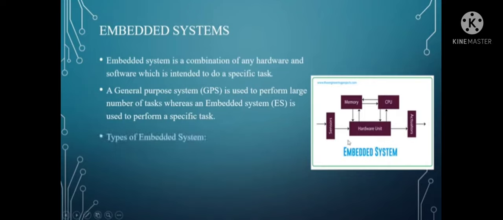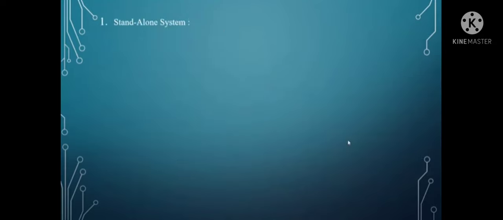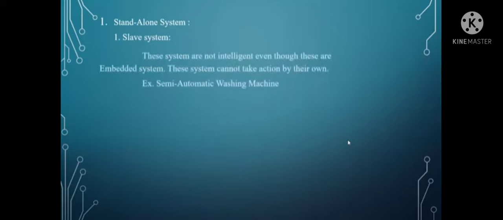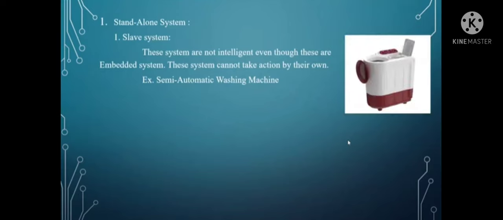Next, what are the types of embedded systems? Standalone system, real-time system, network system and mobile system. Let's see these systems in detail with examples for each. First, what is a standalone system? A standalone system is of two types, slave system and independent system. What is a slave system? These systems are not intelligent even though they are embedded systems. The system cannot take action on its own. Example, a semi-automatic washing machine.